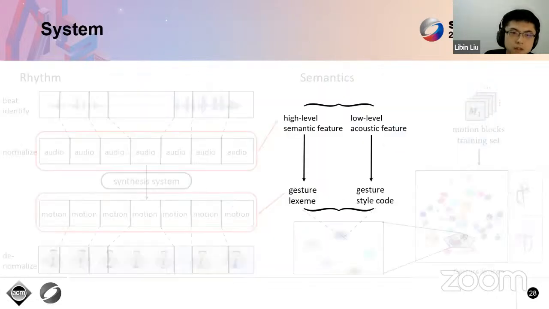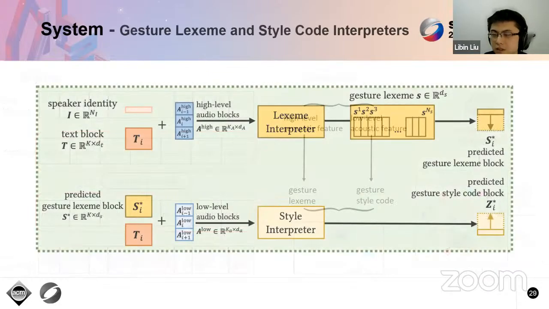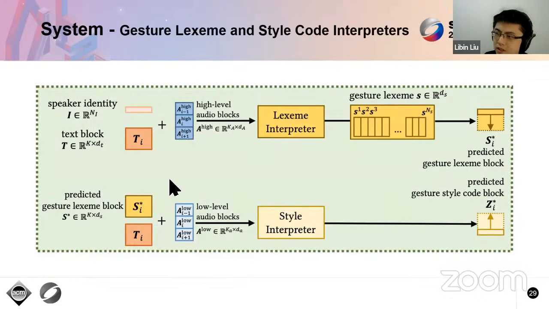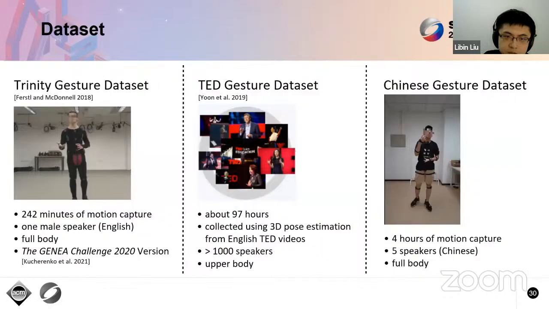"Never give up." After this, we have decoupled the high-level features of the audio and the gesture lexeme and gesture style codes. Then we simply learn a neural network to map the given input high-level audio features to the gesture lexeme, and the low-level audio features to the gesture style codes. We test our method on three different datasets, and to get good results, we actually collected a Chinese gesture dataset ourselves.